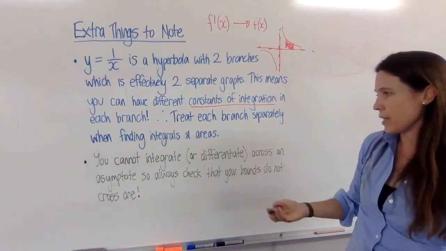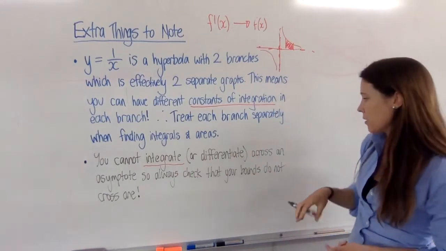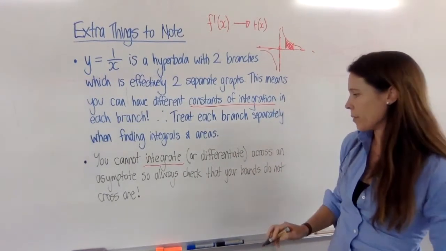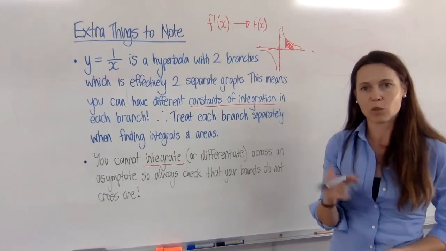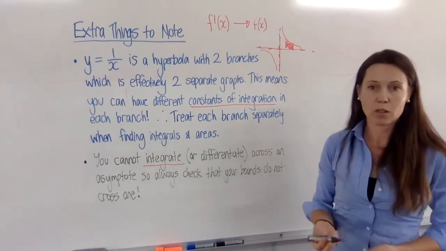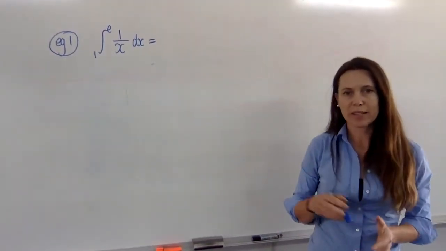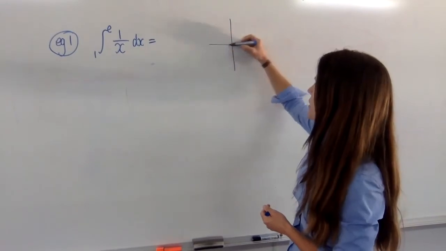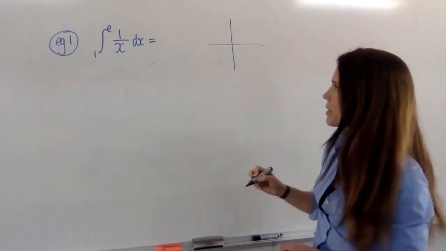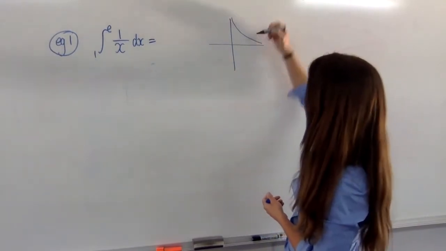Now, the other thing we need to take note of is that you can't integrate, or differentiate for that matter, across an asymptote. So always check your bounds on any questions with definite integrals or areas to check that you're not crossing one. Now, this first example actually gives us a really nice simple result. With any question, always bear in mind what it is that you're finding, so it stops you making mistakes. We're looking at the graph y equals 1 over x, which we know is a hyperbola like this.